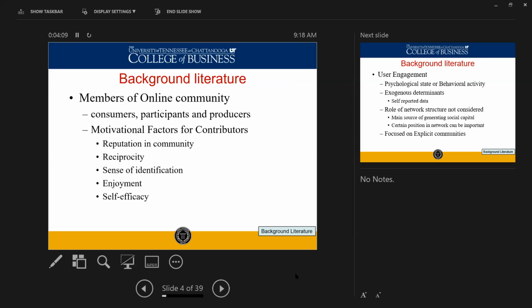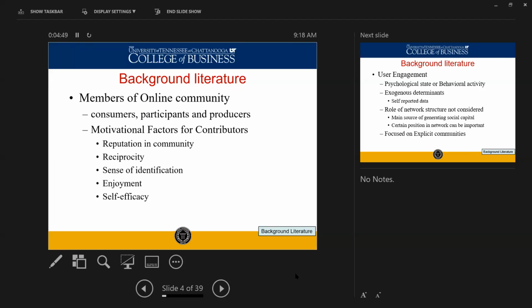So the background literature we draw from for this work is in the area of consumer participation and the producers of the information. So one of the factors is: what are the motivational factors for people to contribute to these online communities? Why do people spend a huge amount of time and resources and contribute for free, most of the time not getting any money, important knowledge, important information in these communities?